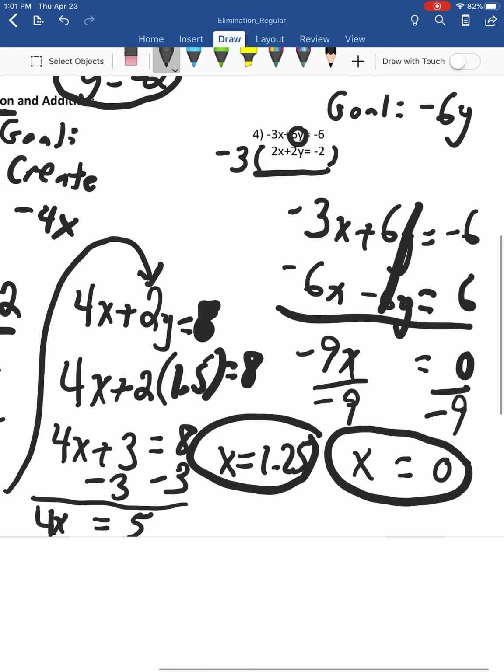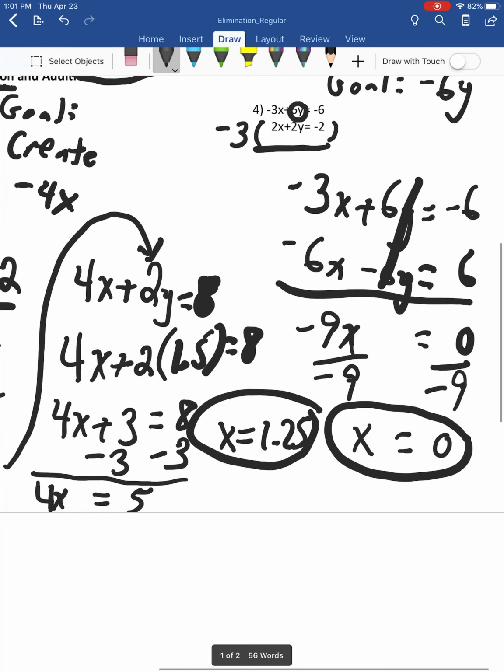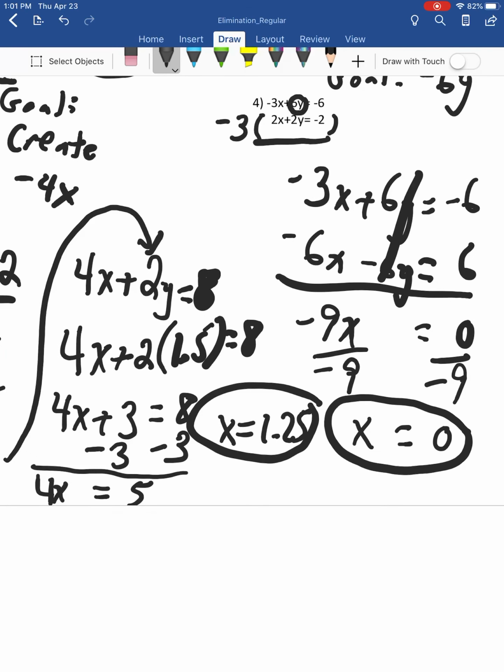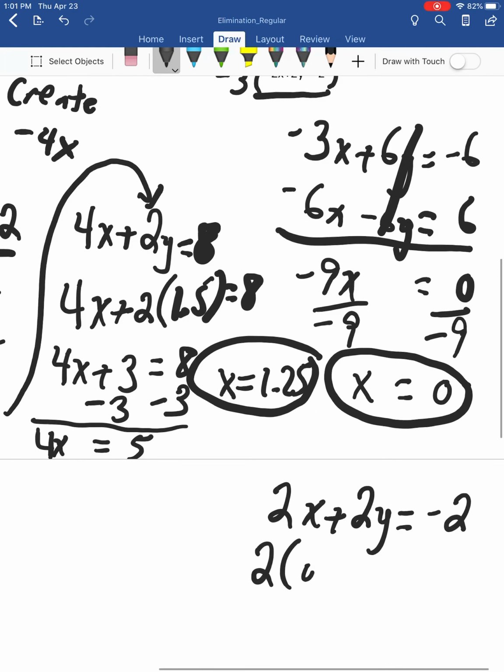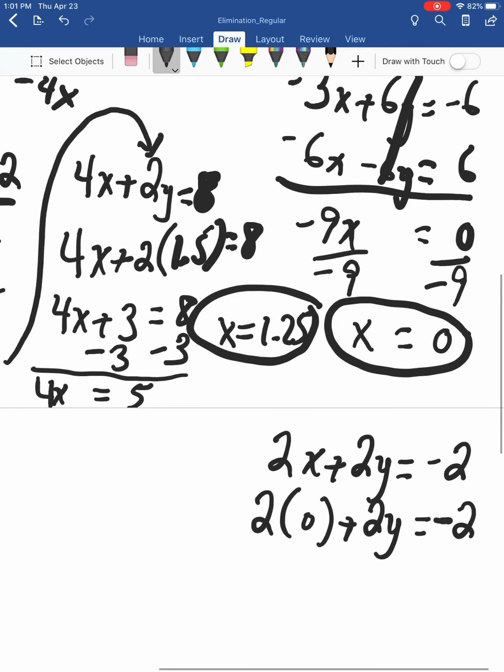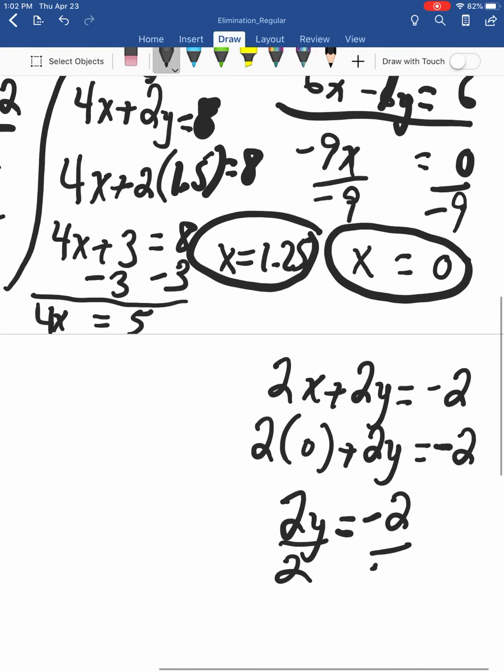Next, I'm going to take this, go into one of the equations and solve for y. So I'm going to use the bottom equation, 2x plus 2y equals -2. I'm going to replace x with 0. That just makes 0. So we're going to get 2y equals -2. Divide, divide, y equals -1.